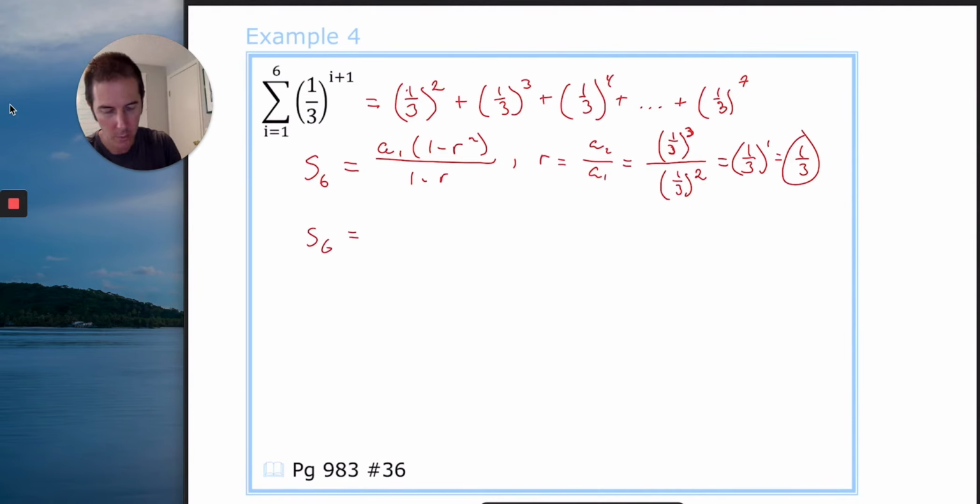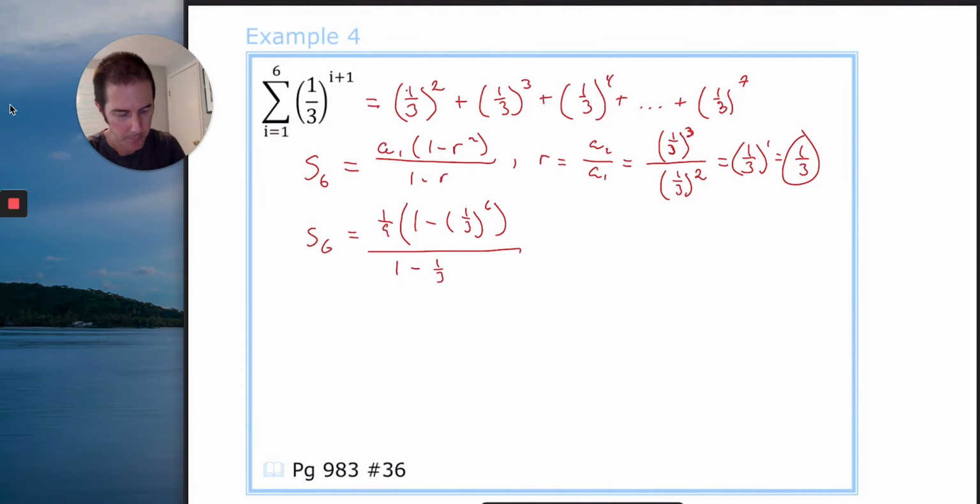S sub 6 equals, our first term is 1/9. I'm going to go ahead and apply the exponent there, times 1 minus, our common ratio is 1/3. We're going to have to raise that to the 6th power, and then we'll divide by 1 minus 1/3. This is going to be some interesting arithmetic, and maybe you'll even find this a little, I don't know about entertaining, let's not push it, but maybe clever. I'm going to try to do as little work as possible. Just going to move things around. The 1/9, I'm going to leave it there.